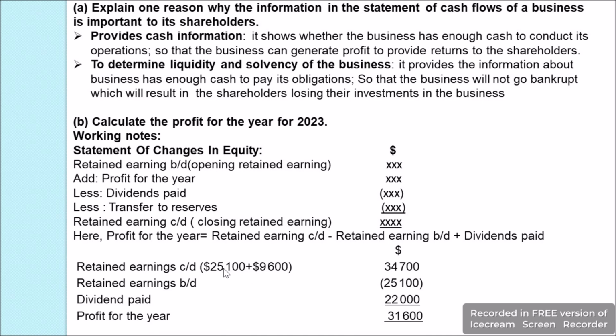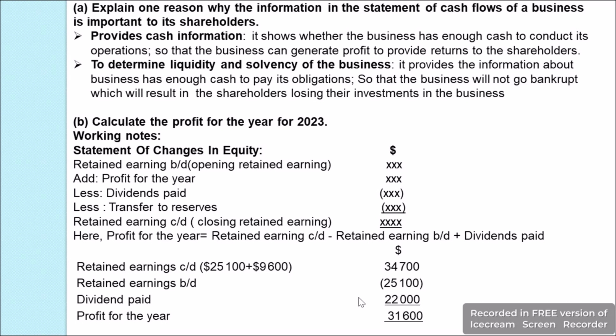So what we have to do is take the opening retained earning which was given as $25,100 plus $9,600, which will show that there is an increase of retained earning by $9,600. Then from there we subtract the opening retained earning of $25,100, or we can directly take the difference between the opening and closing retained earning, which will be $9,600.